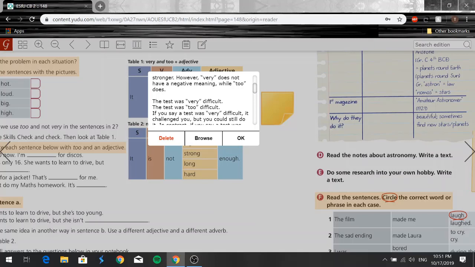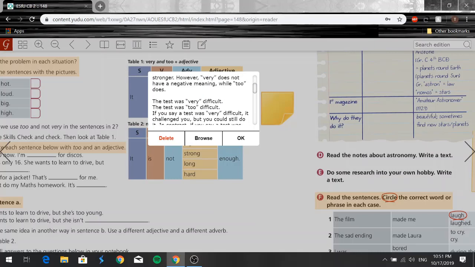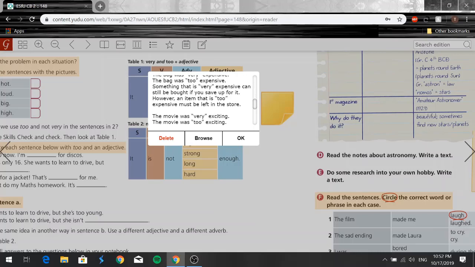So when I say the test was very difficult, right, it means that although the test was challenging, you still managed to do it, right? But if I say the test was too difficult, it becomes a problem. It's a negative problem now. That means that, hey, you're actually worried that you might fail because it was too difficult. Let's take one more example here.